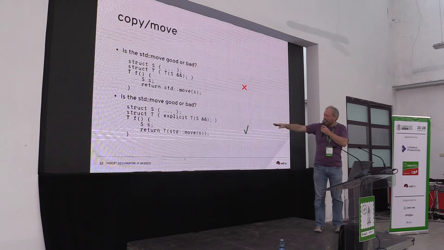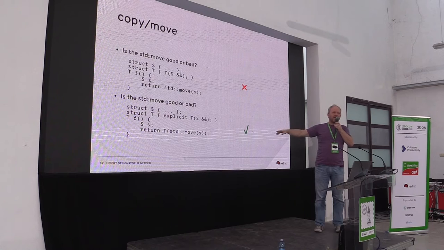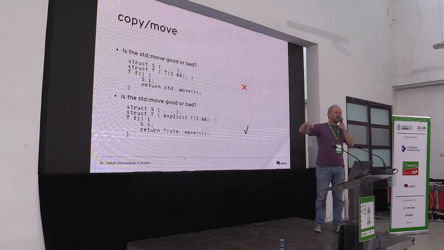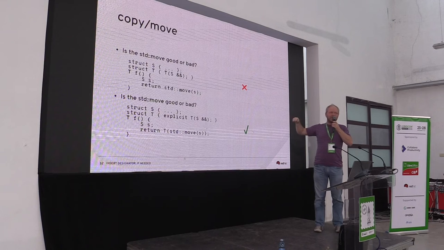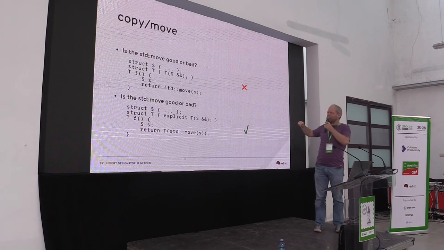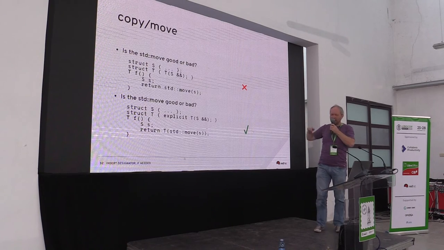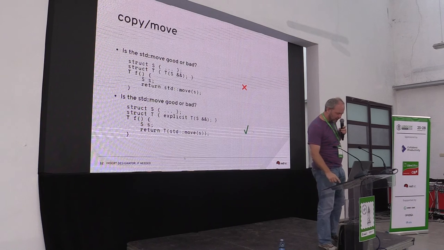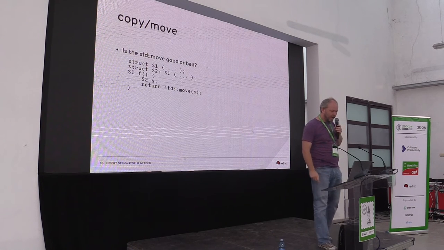And if we don't insert the standard move, then we have an L value here, S, that will not be moved. So we're pessimizing then and using a copy construction instead of a move. So this is one of the rare cases, or rare examples, where that will be necessary.